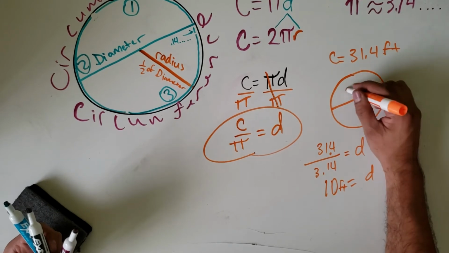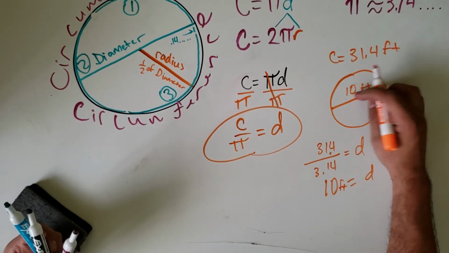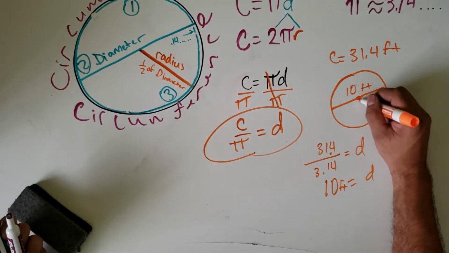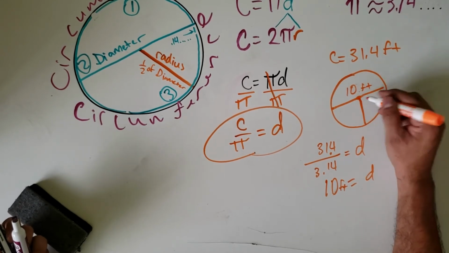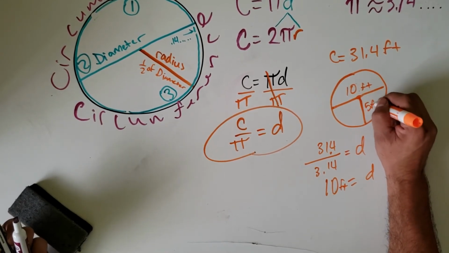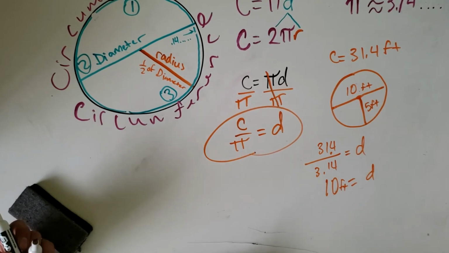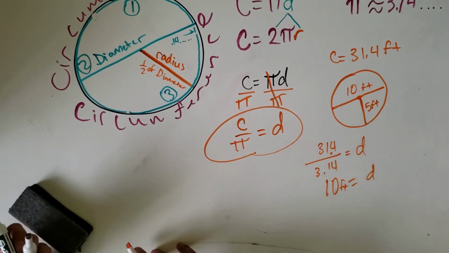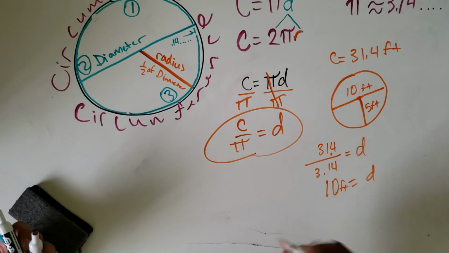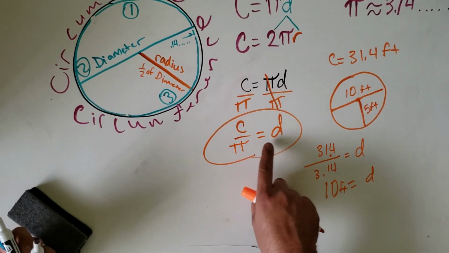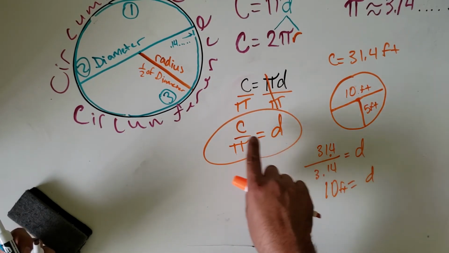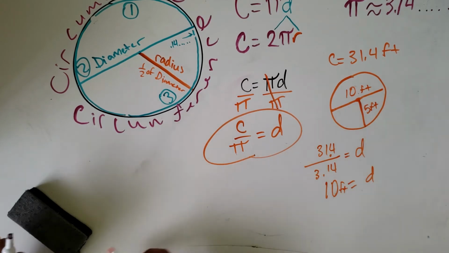So now I can replace that with here. Okay? And just knowing that, I can already do this. Because half of the diameter is my radius, and I can get 5 feet. Okay? So that is how you work backwards. So all you do is you manipulate the formula to where it says diameter equals and then whatever. And that's how you use it.